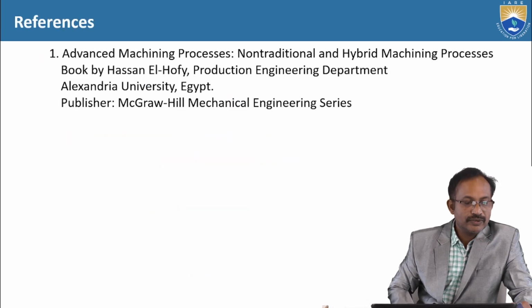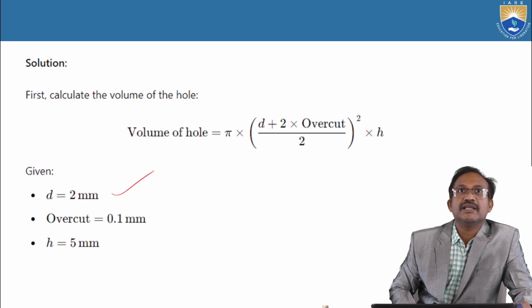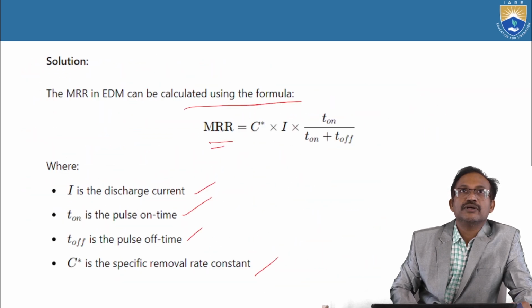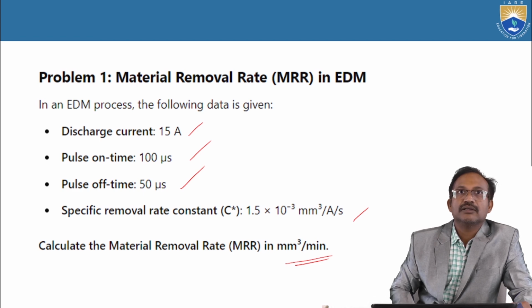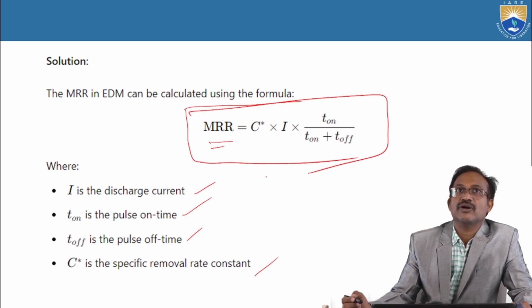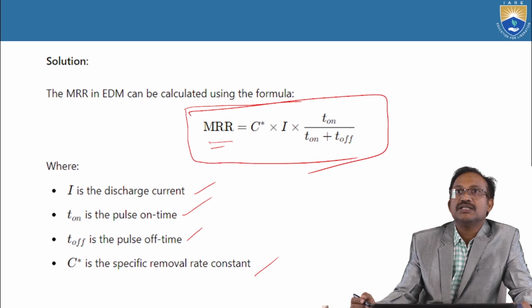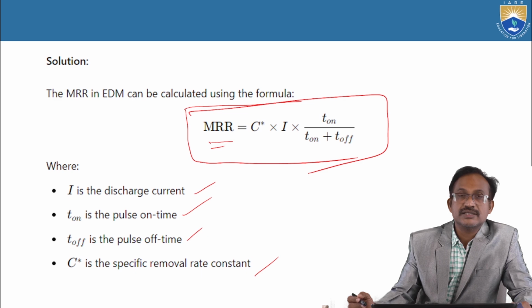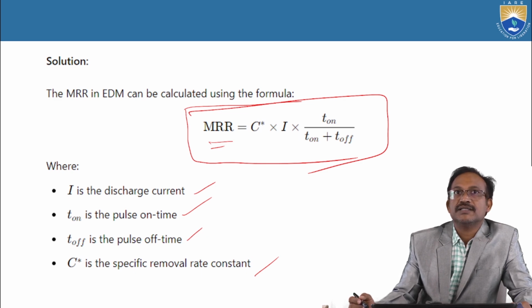Right. So with this, let me reiterate certain points. In problem 1, the formula for the material removal rate, just to summarize, is: material removal rate equal to C star into I into T on by T on plus T off, where C star is the specific removal rate constant, I is the discharge current, and T on and T off are the pulse on time and pulse off time.